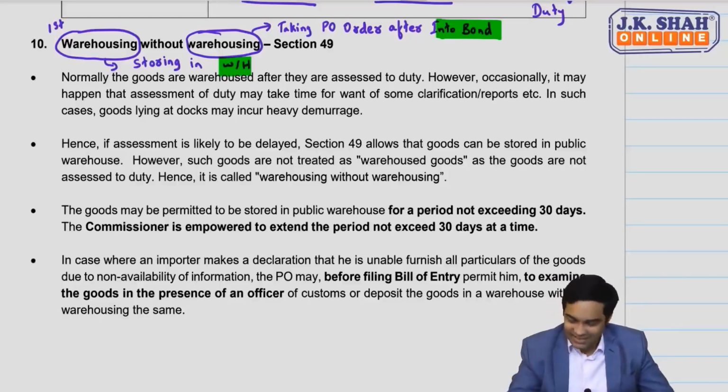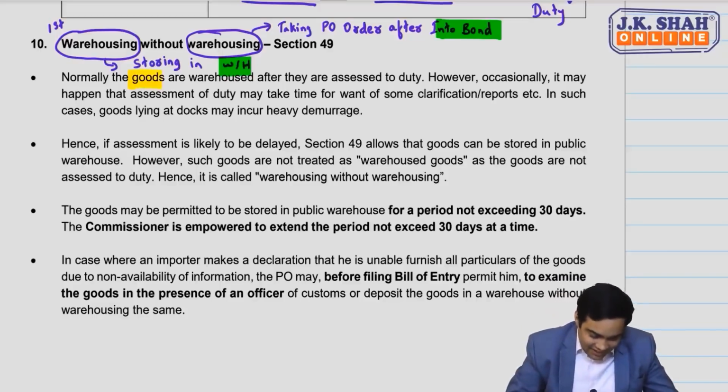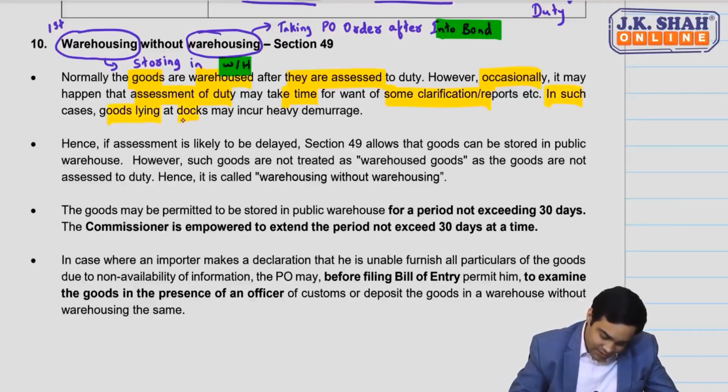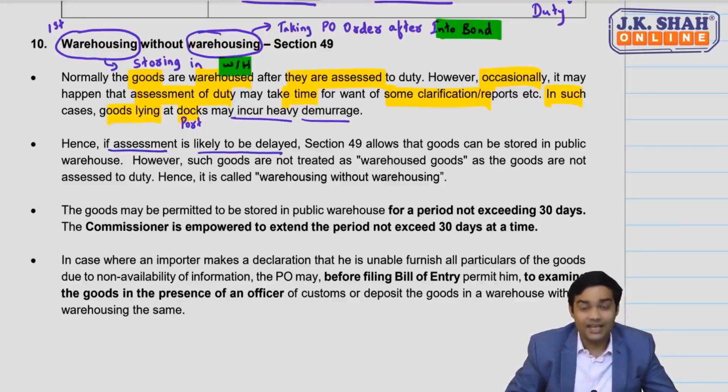Let's have a look at the wordings. Normally, goods are warehoused after they are assessed to duty. However, occasionally it may happen that assessment of duty may take time for some clarifications or reports. In such cases, goods lying at docks, meaning port, may incur heavy demurrage. Hence, if assessment is likely to be delayed, Section 49 allows the goods to be stored in a public warehouse. However, such goods are not treated as warehouse goods.